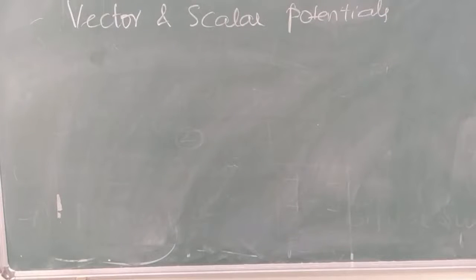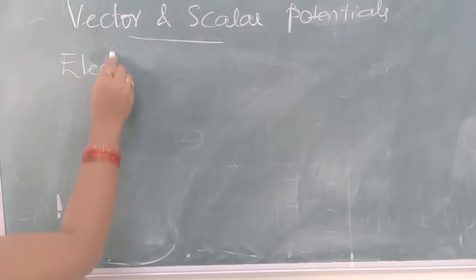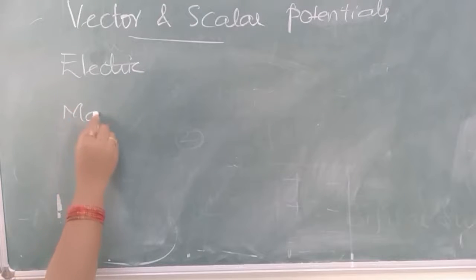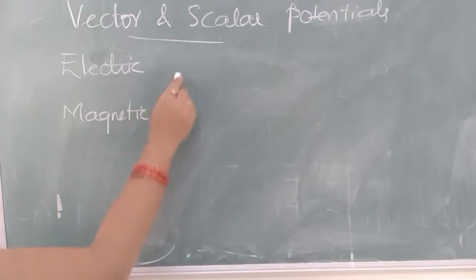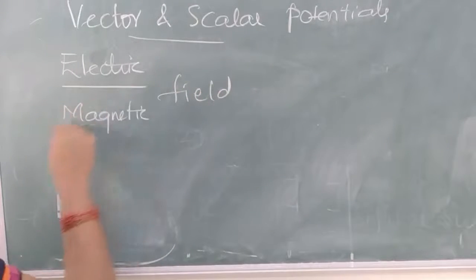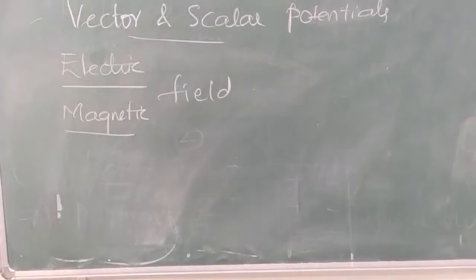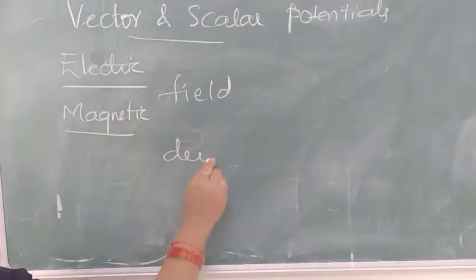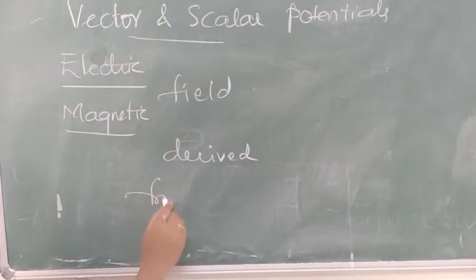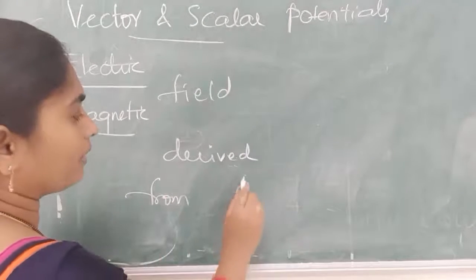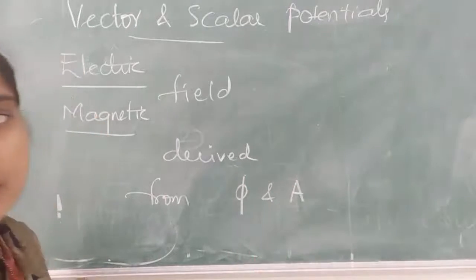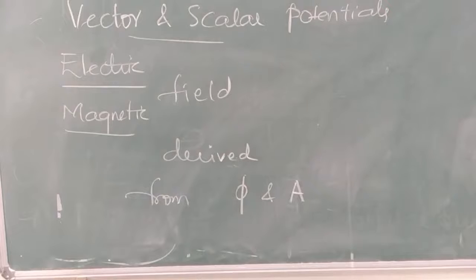Here, the electric and magnetic fields are derived from two potentials, the first one phi and the second one A. These two are called the scalar and vector potentials.